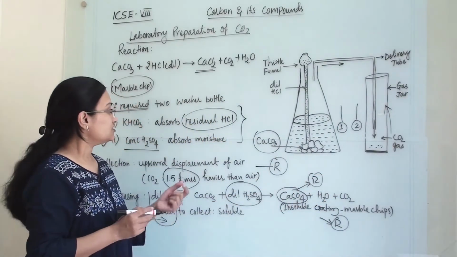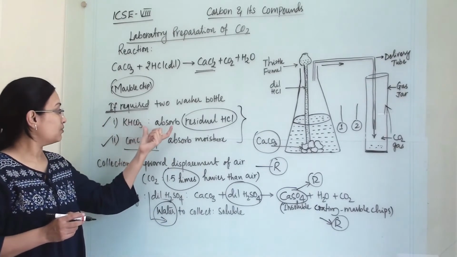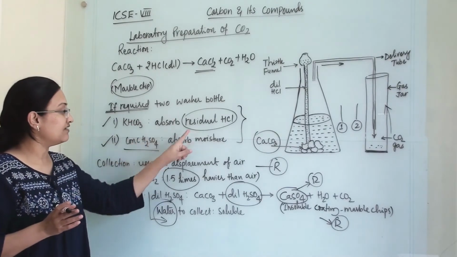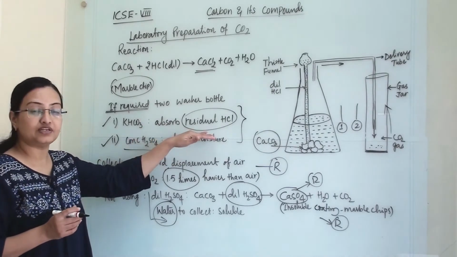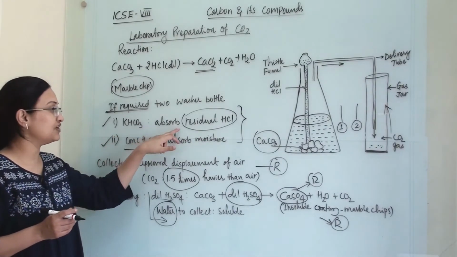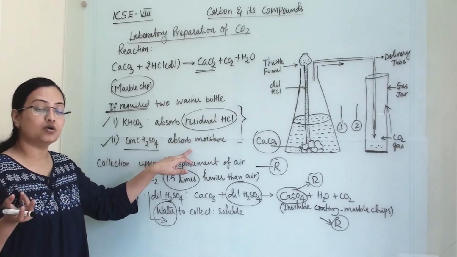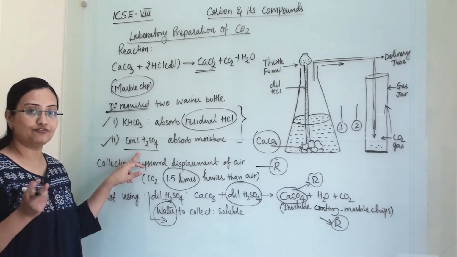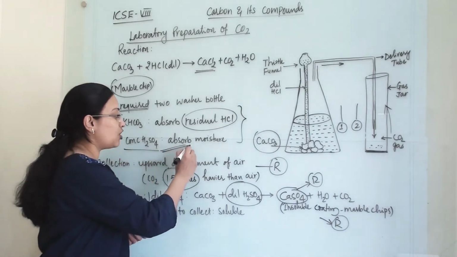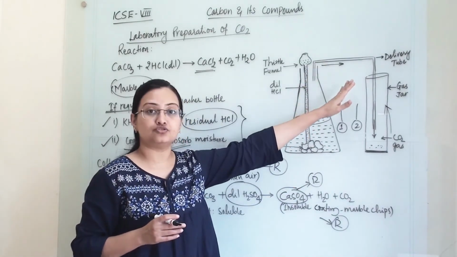Along with these reasons, this also can be asked: when do we require a potassium bicarbonate washer bottle and when do we require a concentrated sulfuric acid washer bottle? So we can write the reason that when residual impurities come along with carbon dioxide, we can arrange a potassium bicarbonate washer bottle which will absorb the residual hydrochloric acid. And when moisture comes along with carbon dioxide, we can arrange the washer bottle of concentrated sulfuric acid. So it will absorb the moisture. But only when we observe these impurities will we arrange them. Otherwise, the gas delivery tube we can directly arrange through the conical flask.